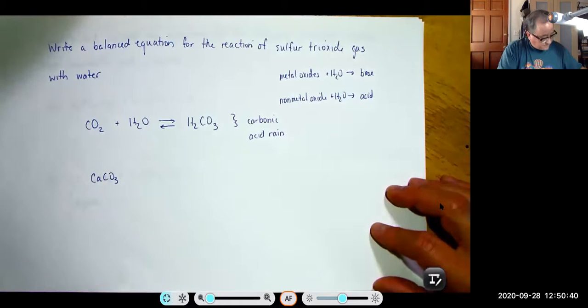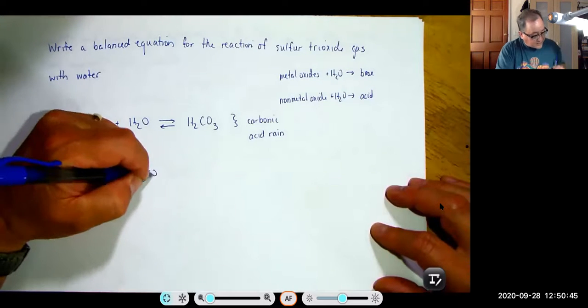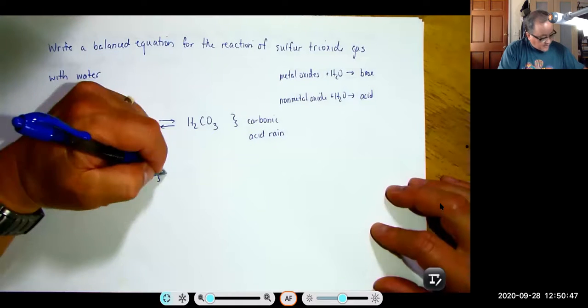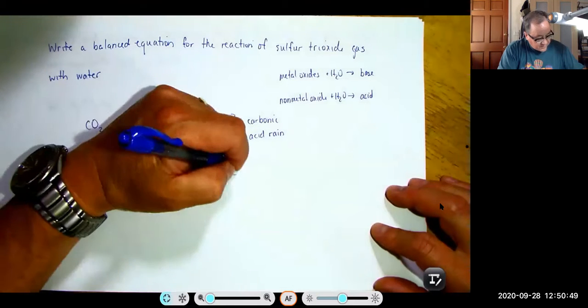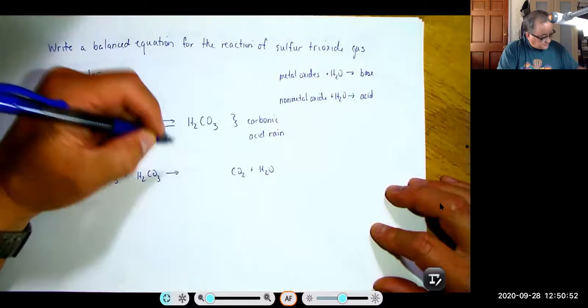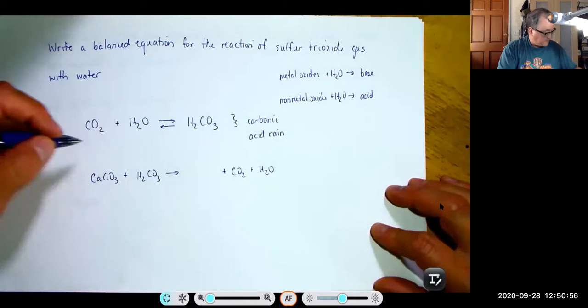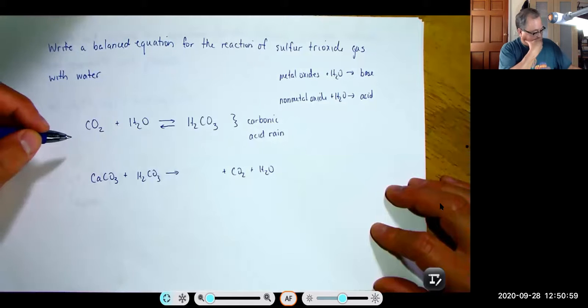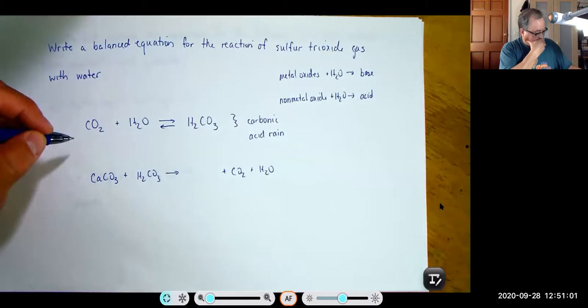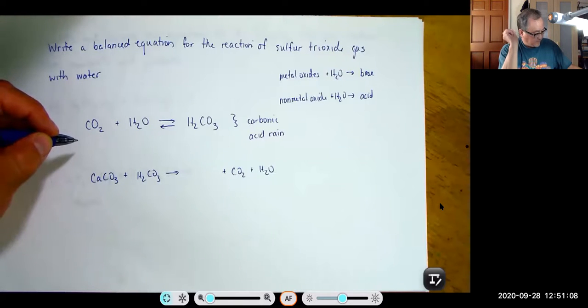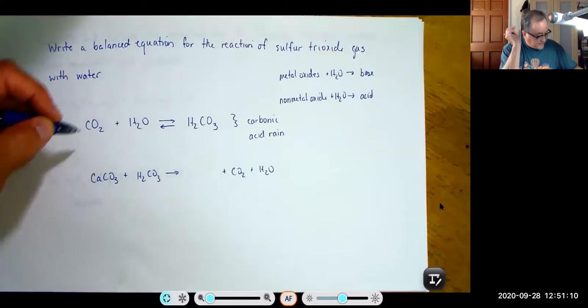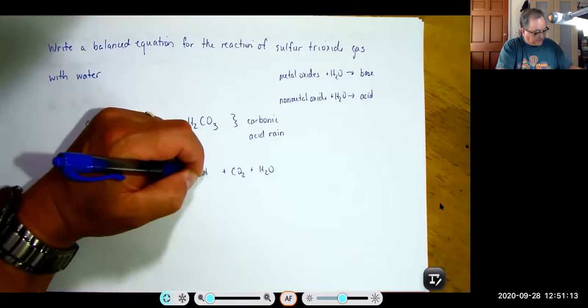Calcium carbonate reacts with acid. So here's acid from acid rain. And what happens is you get CO2, H2O, and the other thing that you get here is, what do we get? I have to think about this. I believe you get calcium hydride. I could be wrong on that.